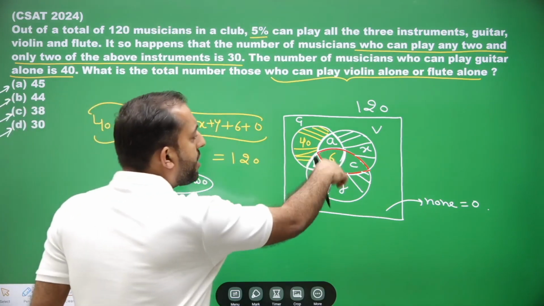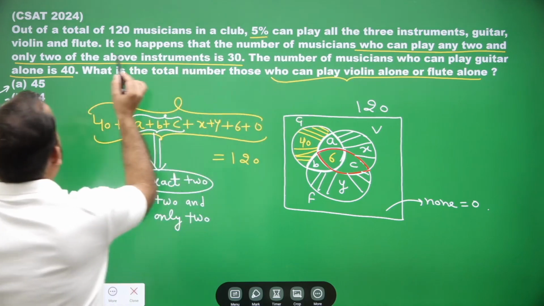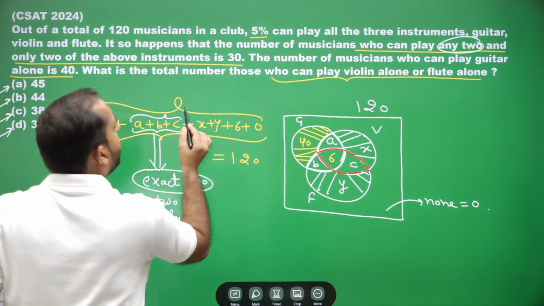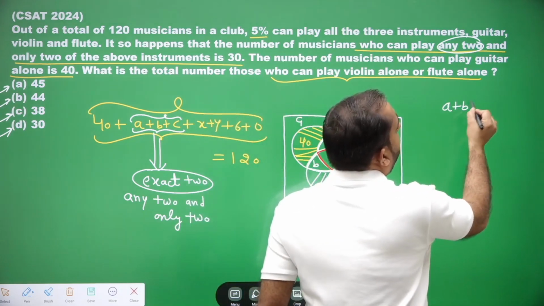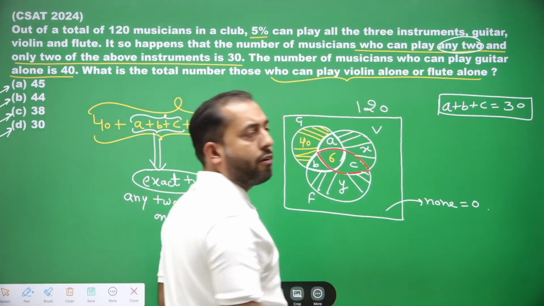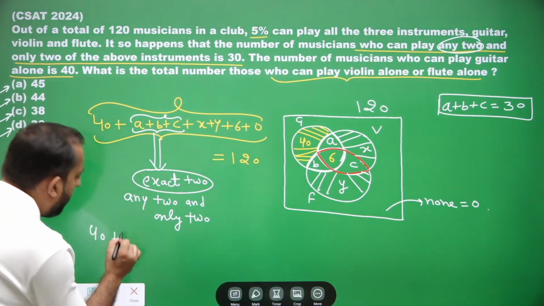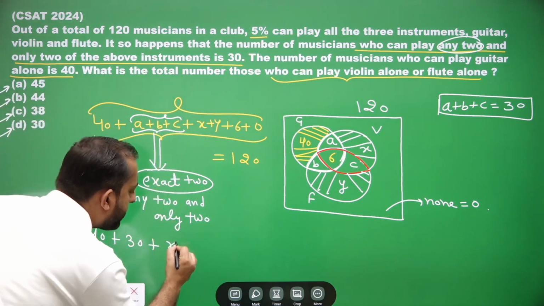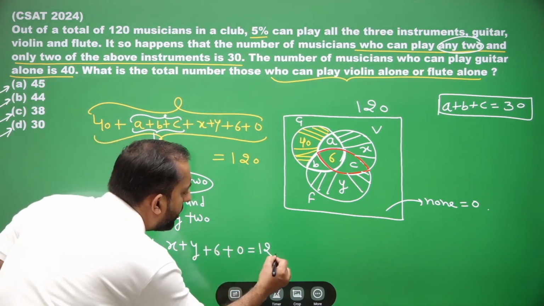So as per this graph, or as per this question, the number of musicians who can play any 2 and only 2 is given to us, which is 30. So the value of A plus B plus C is given to us, which is 30. Okay? So in this equation, 40 plus this A plus B plus C, which is 30, plus this X plus Y plus 6 plus 0 is equal to 120.